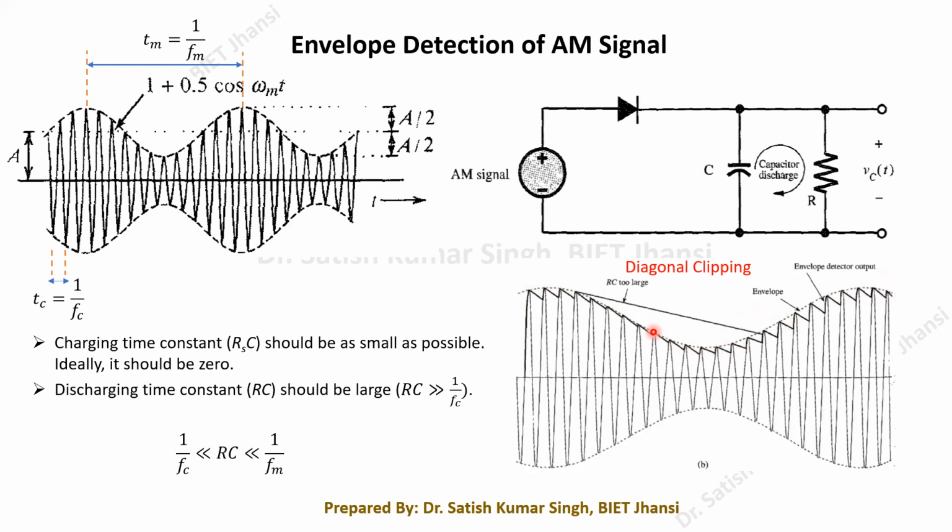Whatever carrier signal we have, in its envelope we have the message part. So if the discharging profile of the capacitor is almost similar to the envelope of the message part of this carrier signal, then obviously we will be able to extract the message from this carrier, because the message is available in the form of the envelope of this particular carrier.